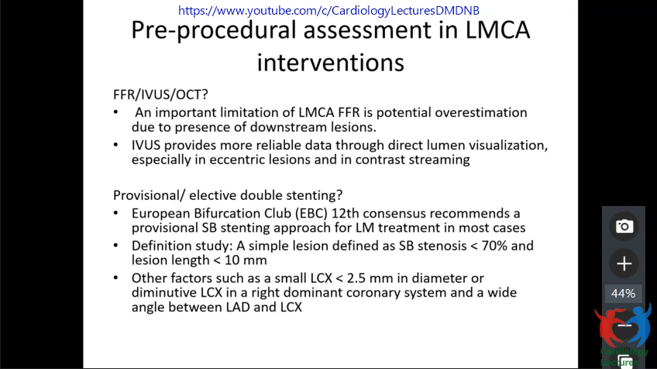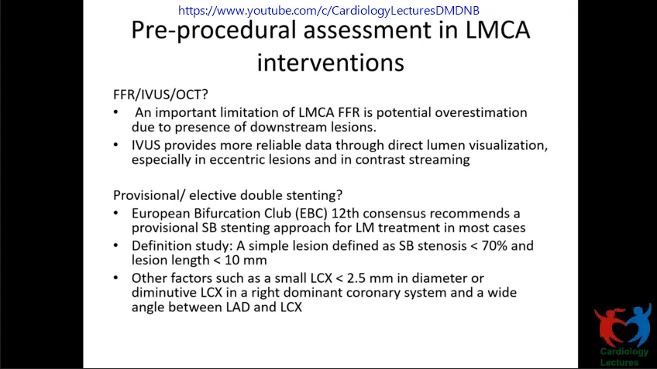Ideally, FFR is recommended for a non-left main lesion. Whereas in case of left main, it is commonly seen that the FFR will be overestimating the stenosis because of the presence of downstream lesion, even if you do an IV adenosine FFR. So the ideal is either IVUS or OCT. IVUS has traditionally been considered the best for visualization as it gives a direct lumen visualization. However, at present, we can say that IVUS or OCT are equally good for LMCA stenting.